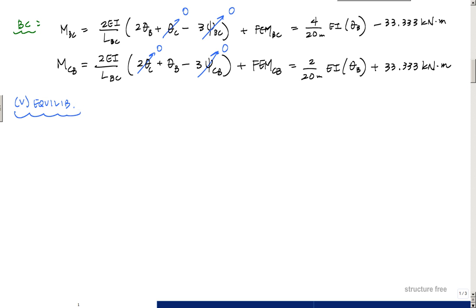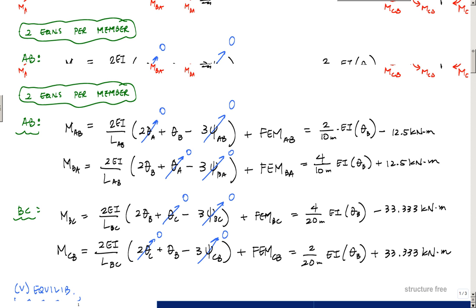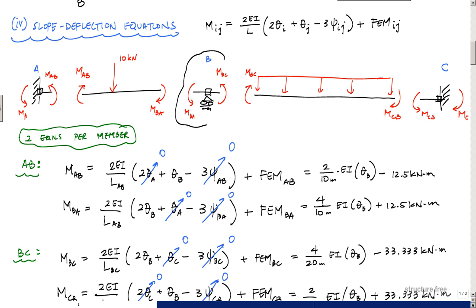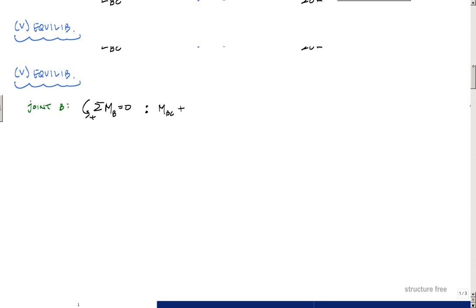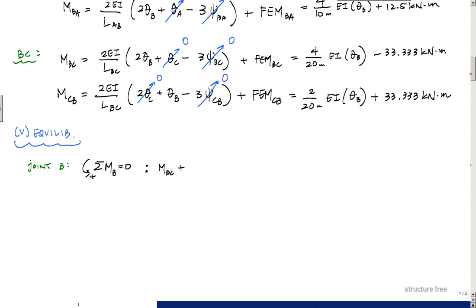And here at joint B, it is the sum of the moments about point B equal to 0. And really what I'm doing, if I look at that blown up structure again, is I'm taking moment equilibrium about right there. And that just tells me that MBC plus MBA is equal to 0. All right.